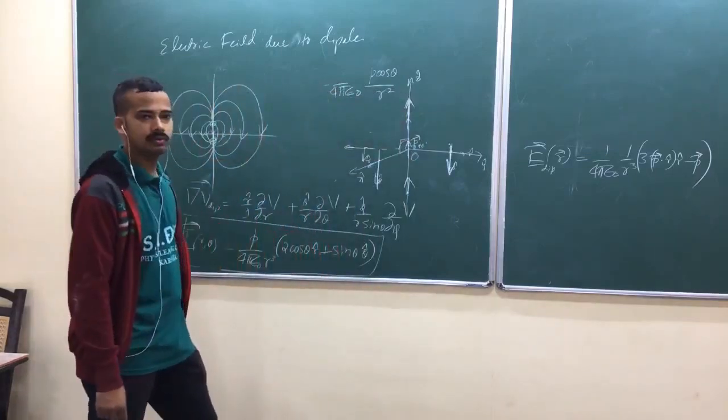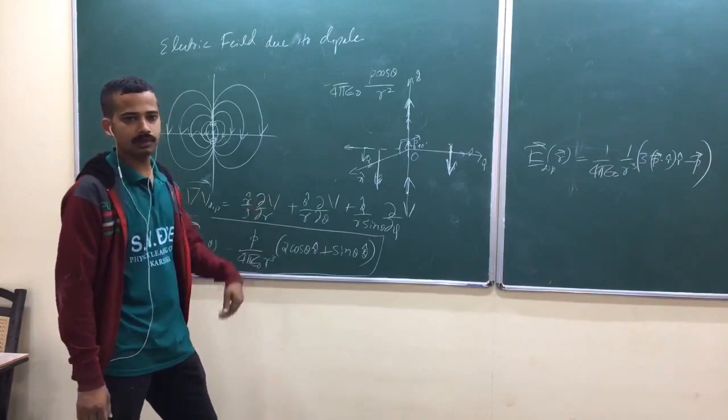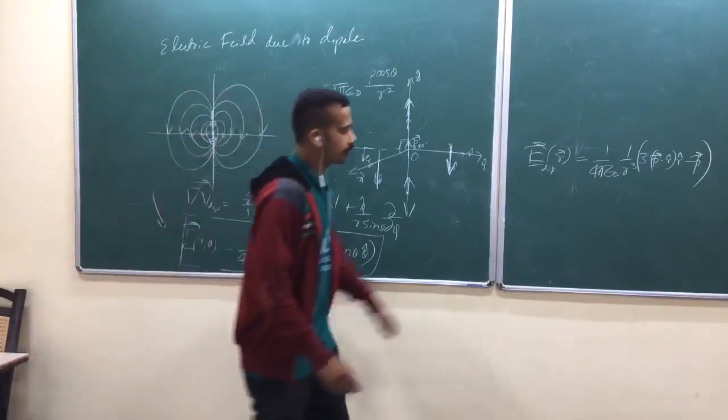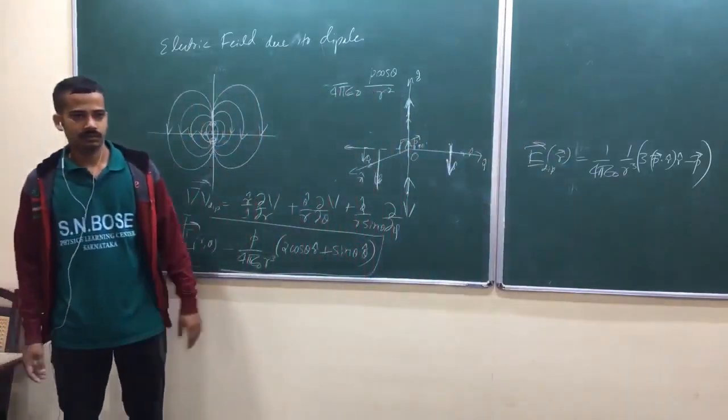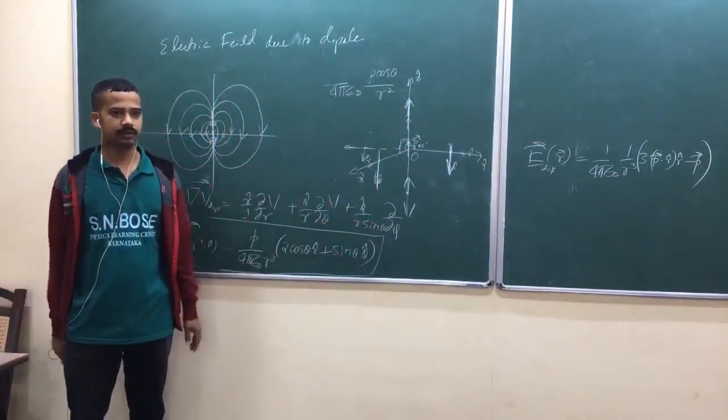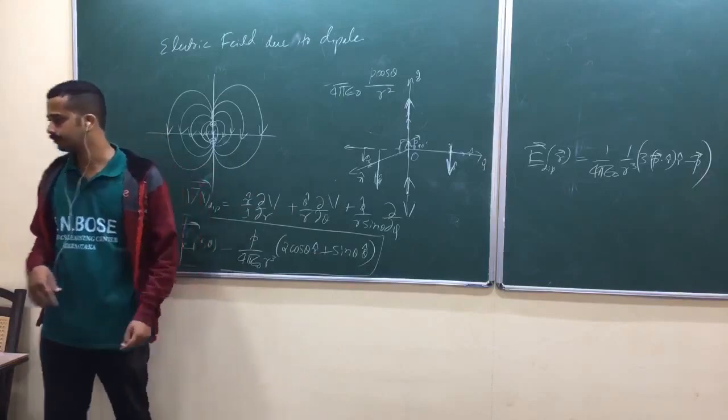Electric dipole, coordinate-free form. Now you can take the p vector in any direction. The only thing is that this dot product will be taken here. You don't have to align the p vector along the z cap direction. Okay, yeah.